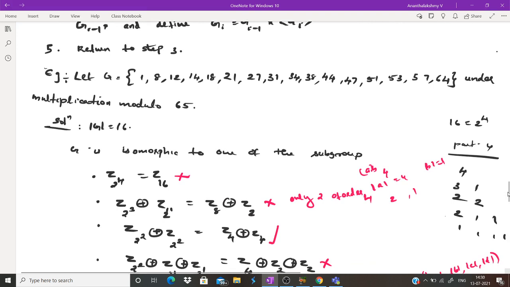To understand the greedy algorithm, we'll go through an example that will help us understand it in a better way. Consider this group. The elements are 1, 8, 12, 14, 18, 21, 27, 31, 34, 38, 44, 47, 51, 53, 57, 64 under multiplication modulo 65. This is a group with the binary operation multiplication modulo 65.